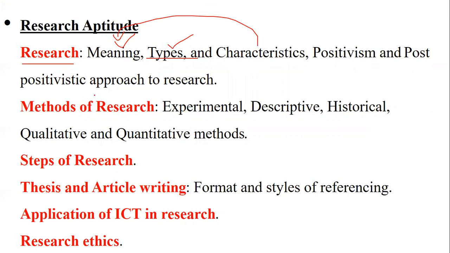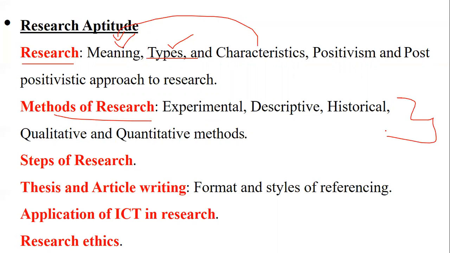Post-positivism and post-positivist approach. This is a new syllabus included topic, so that there is surely one question out of this. On methods of research, that is experimental, descriptive, historical, qualitative, quantitative. So these questions are seen with the help of examples. They give you few examples, and with the help of that examples, they give you the questions, and you have to recognize the right method.